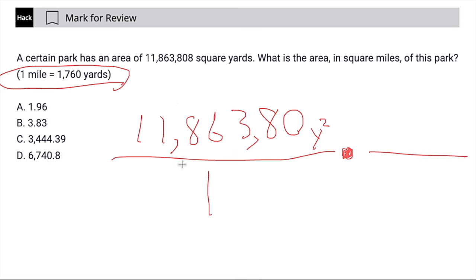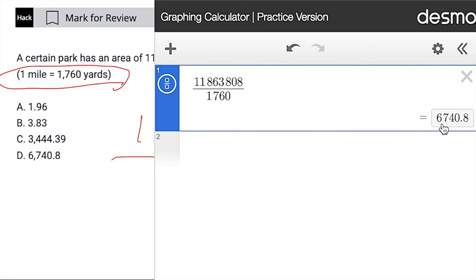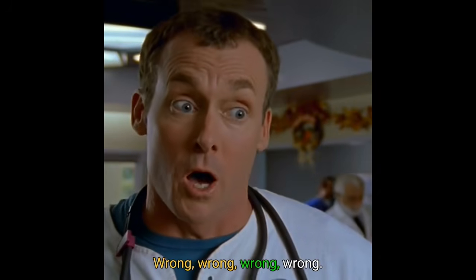That way, when I eliminate the numerator and the denominator, because we can do that if we're multiplying fractions and we see this same unit in the numerator and the denominator, so then my 1760 would be down here, and then my 1 mile would be up here. So basically, after we eliminated the yards squared, we would be left only with miles. And this is the mistake that a lot of students make, because if we throw this into Desmos, I'm gonna get this answer here, which lines up perfectly with choice D, and I'm gonna circle choice D, and again, I'm gonna be wrong. Wrong, wrong, wrong.